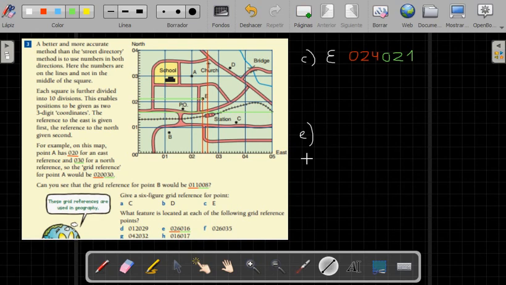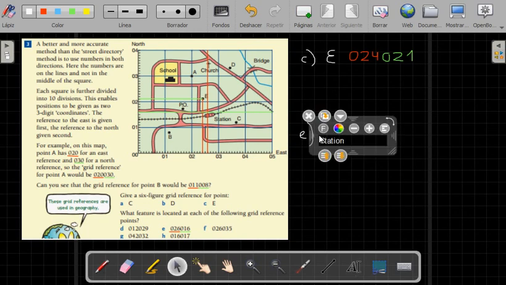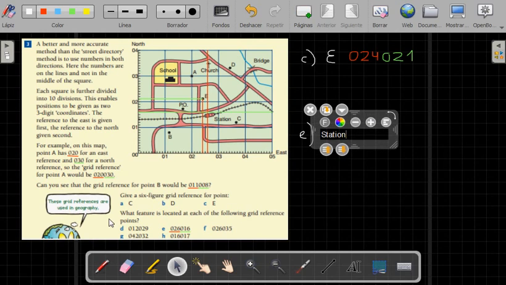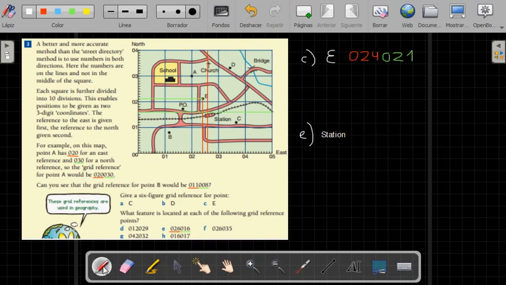What can we see here? That both lines crossed in one place. Las dos líneas que nosotros dibujamos se cruzaron en un lugar, right there, very close to the station, bastante cerca de la estación. Entonces, what feature is located at these coordinates? The station. So here we're going to write the station. Or at least very close to the station. Al menos está bastante cerca de la estación.